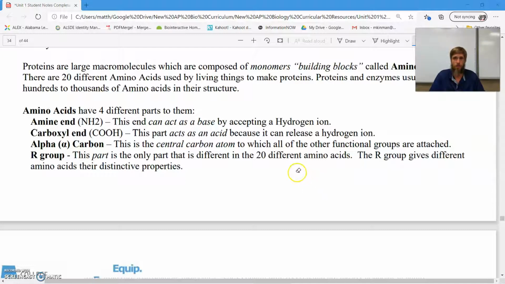Structure equals function, just like when we were talking about all the other molecules, like the carbohydrates: flipping that hydroxide, turning an alpha glucose into a beta glucose. One gives you a starch, one gives you cellulose. Just like with steroids, changing those functional groups, structure equals function.